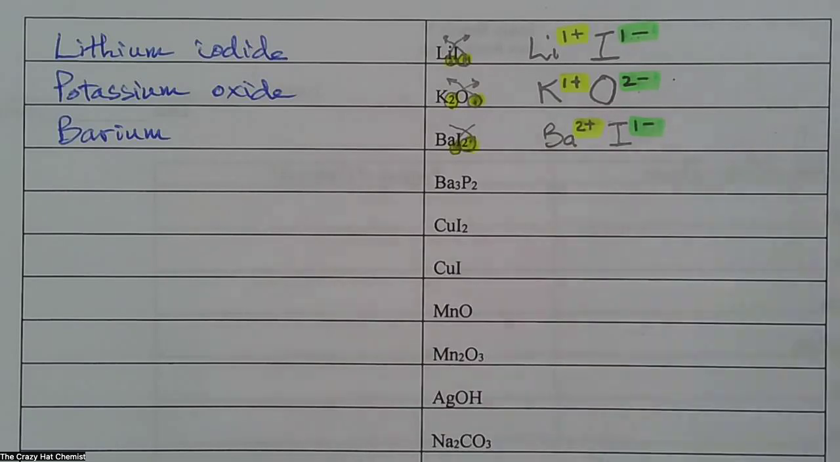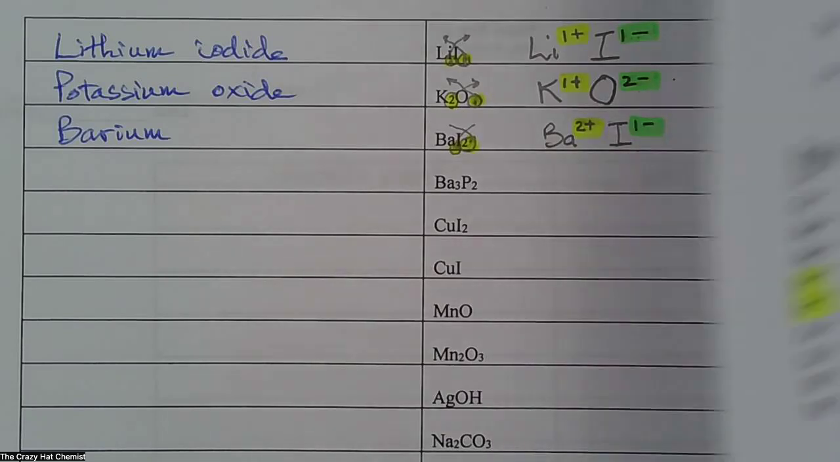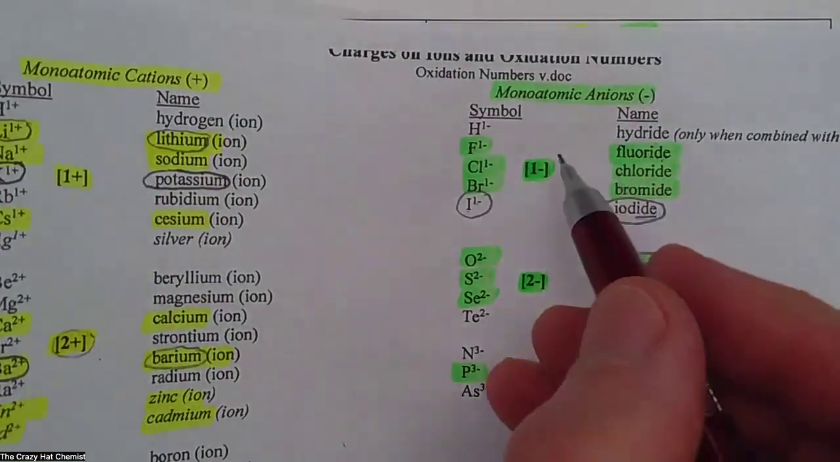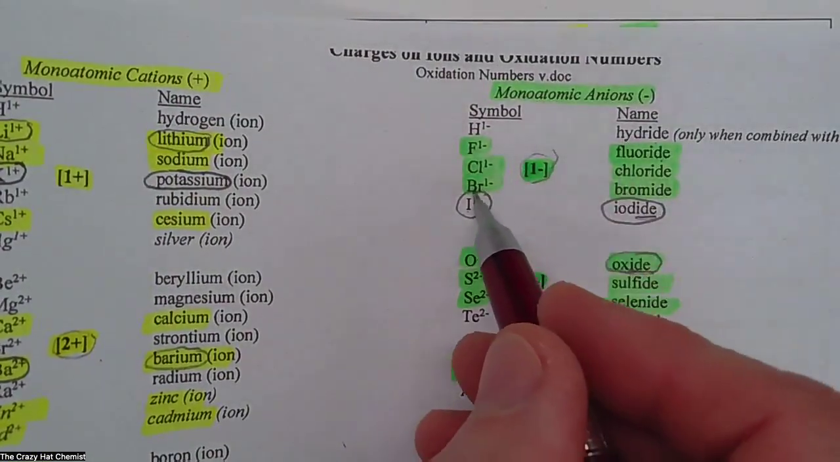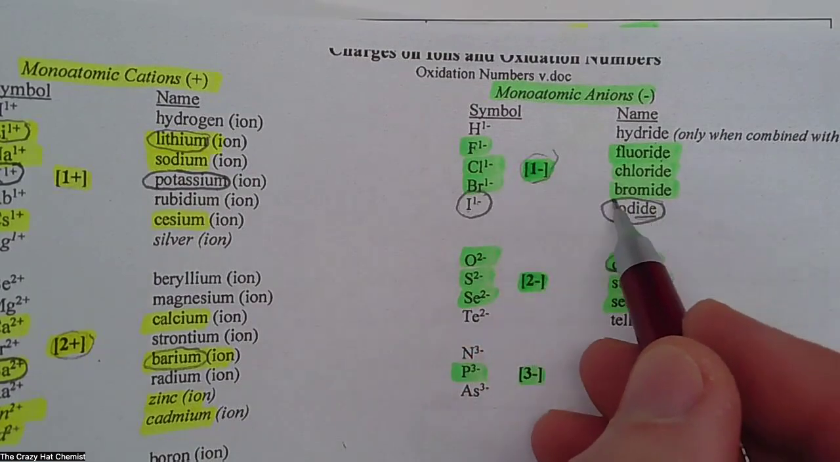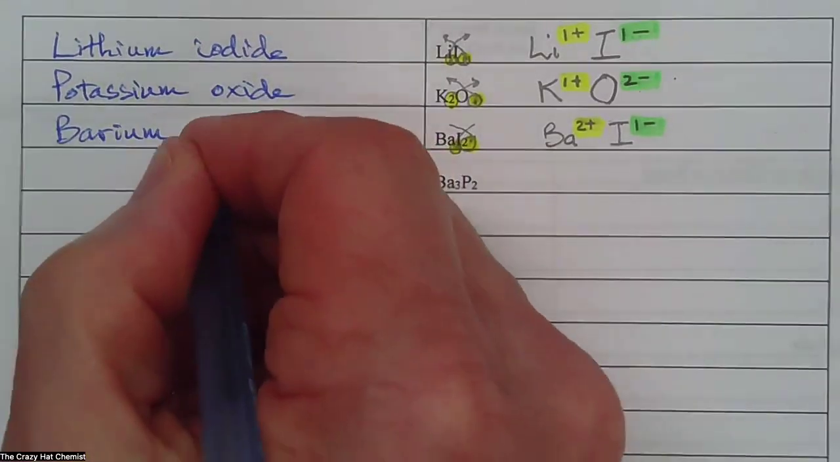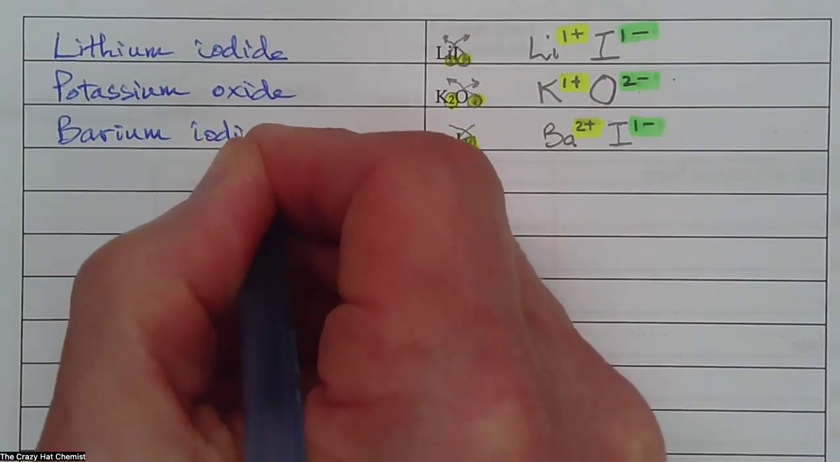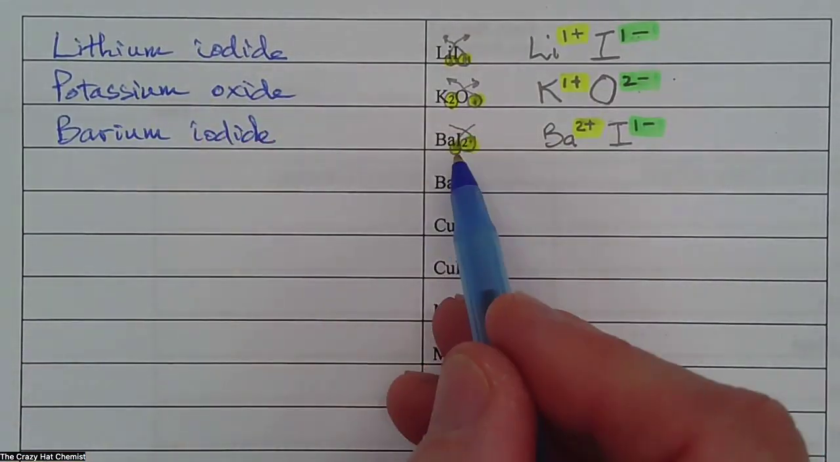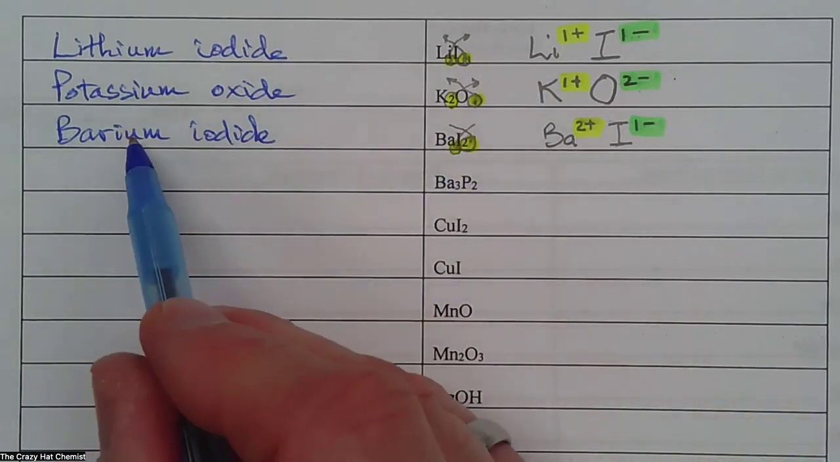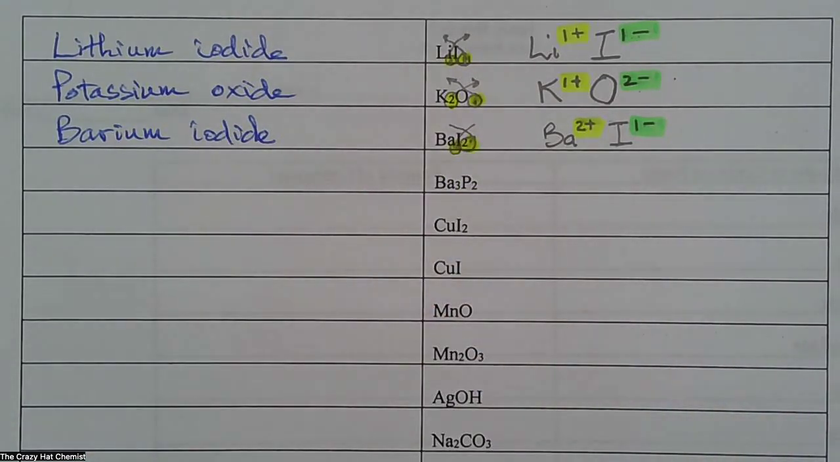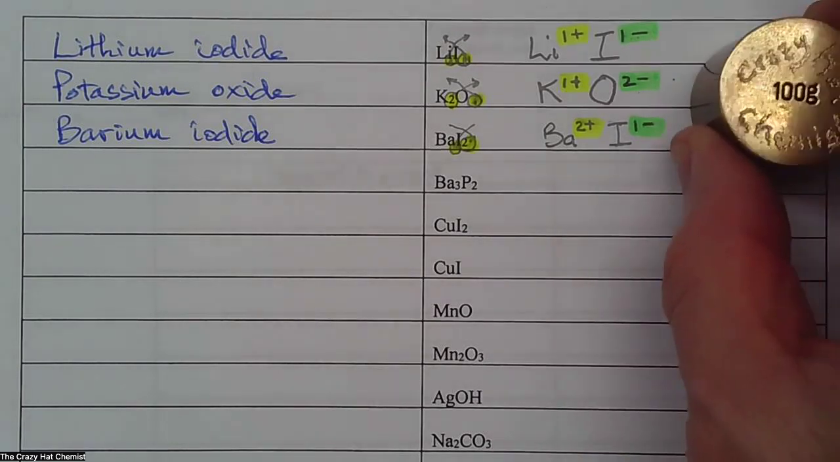And then the next one, we've actually already done this on the first problem, but it's an I with a 1 minus. So what are we going to do? We're going to look in the 1 minus category, and that is right here. That's an I with a 1 minus. That's iodide. I'm going to write that down, IODIDE. So the name of this compound, BaI2, is barium iodide. All right, hopefully that is okay for you. All right, let's keep on going.